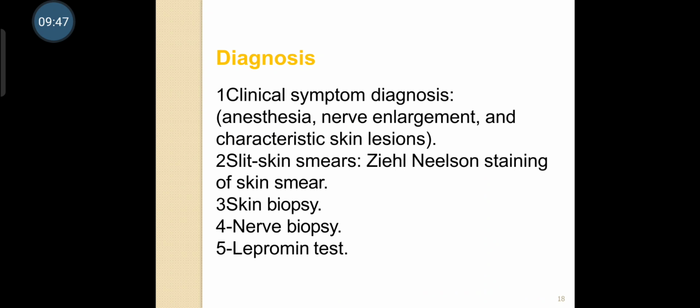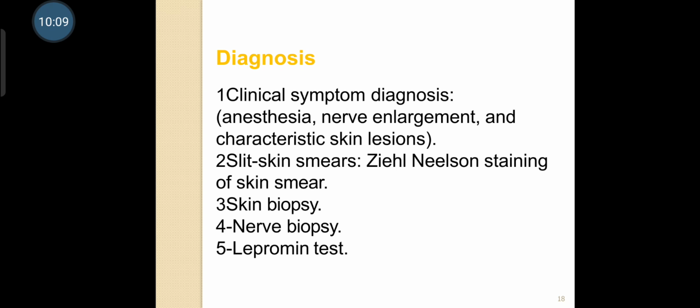Next, coming on to the diagnosis, how we can diagnose leprosy or the different types of leprosy. Clinical signs and symptoms are helpful in the diagnosis, like anesthesia, that is loss of sensation in patchy areas, nerve enlargement, and characteristic skin lesions. These are the major indicators of leprosy.